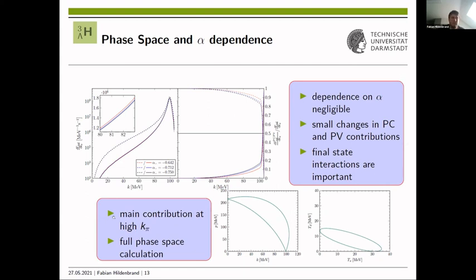And as I already mentioned, the main contribution is coming from high pion momenta. And if you look at the typical Dalitz plots, you would be in this region for 95% of the contribution, or here for 95% of the contribution. But I want to really make the point that we do a full phase space calculation. There are no simplifications or approximations involved.